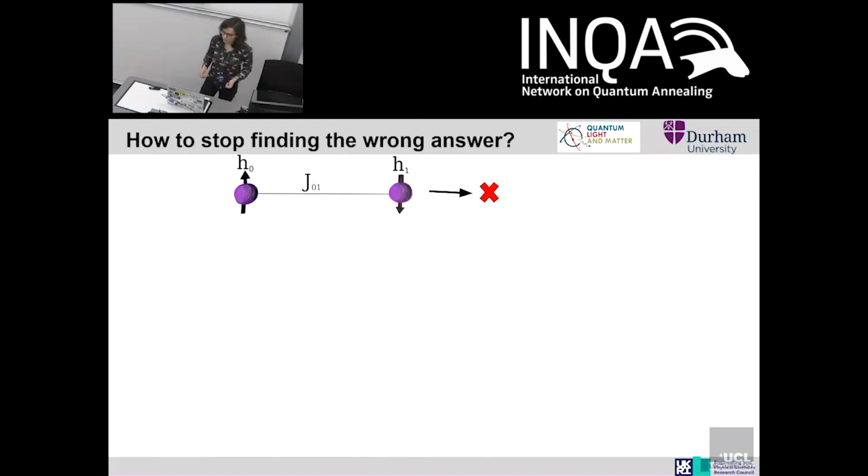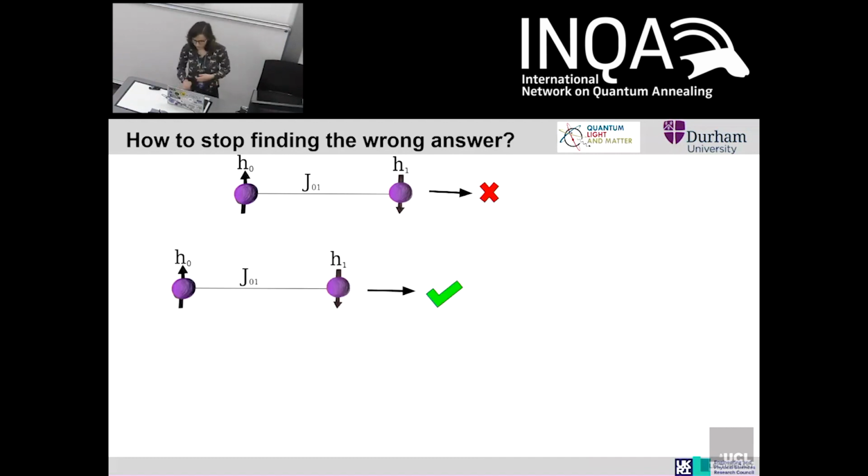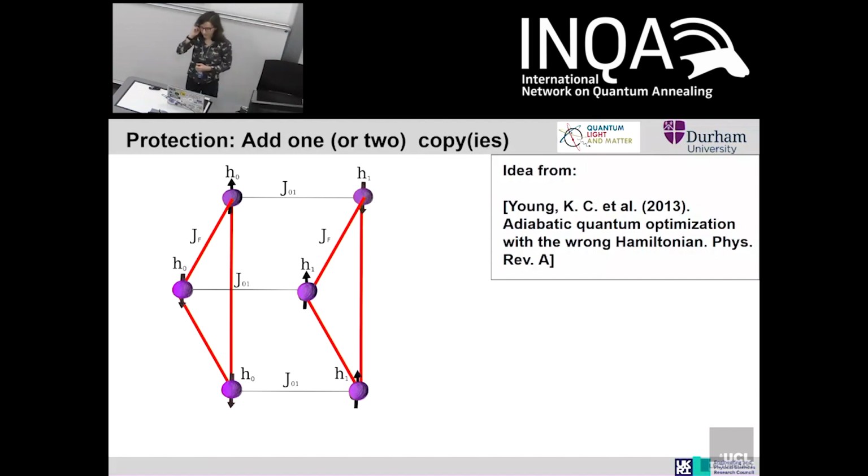So how do we go about stopping finding the wrong answer? Well, a naive approach might be that if you try and find the ground state the first time and get the wrong answer, you could just simply try again, and you might be lucky the second time and get the right answer. But we actually want to do better than this. So building on and making several differences to a technique called QAC, we start off by connecting several copies of an Ising model together.